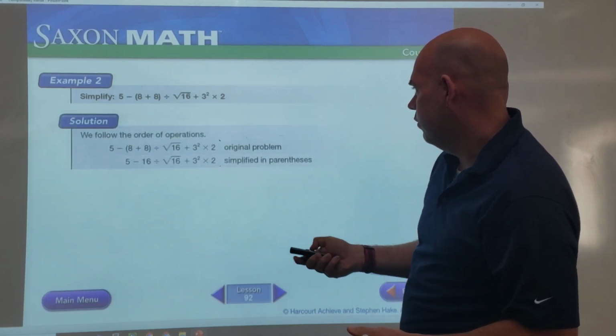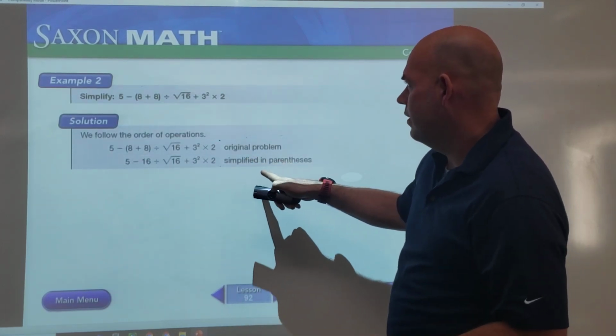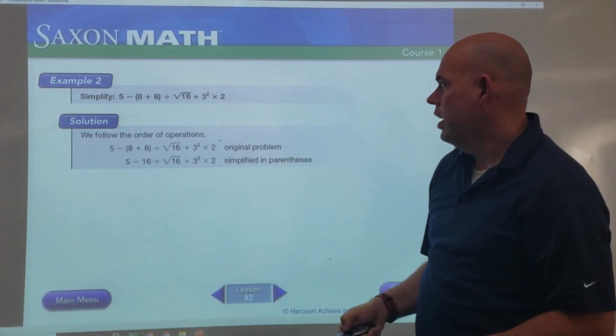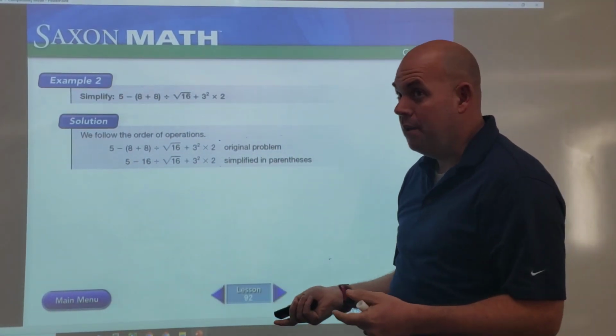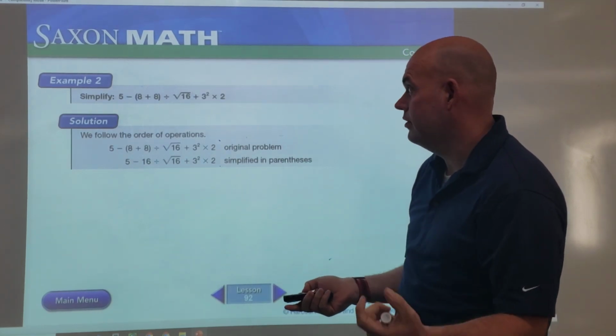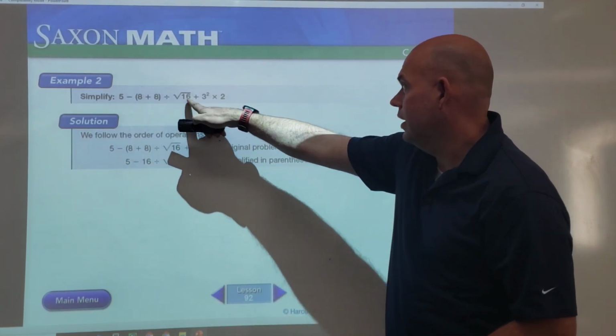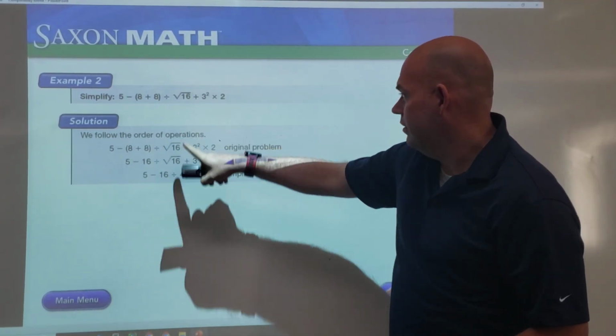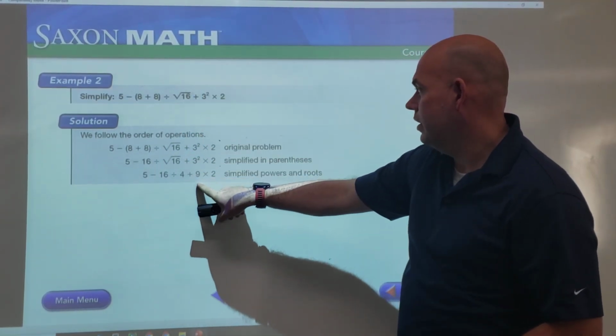So with the first one, we simplify the parentheses. 8 plus 8 is 16. So that's the only thing we've changed. Now we go to the next thing, PEMDAS. E is exponents and roots. So now we're going to be looking at the 16 and the 3 squared. So we change the 16 to 4. The 3 squared is 9.